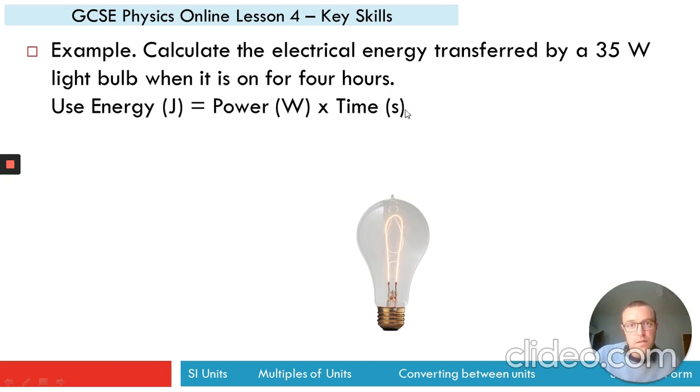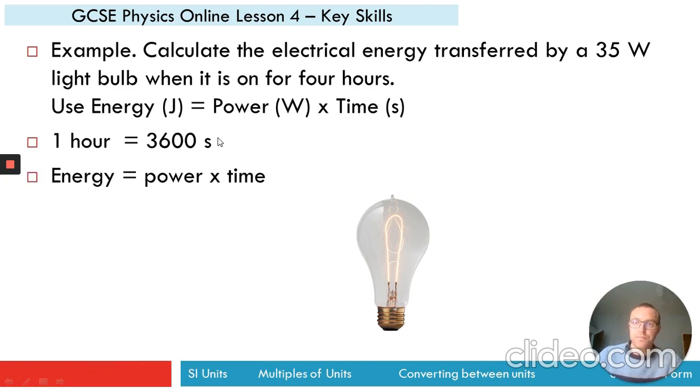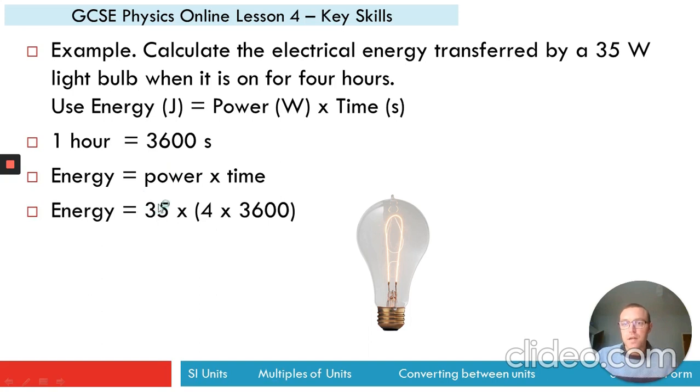But notice time needs to be in seconds, and they've given it to us in hours. So 1 hour is 3,600 seconds, as we saw. Write out our equation. Energy equals power times time. Energy equals 35, that's 35 watts, multiplied by 4 hours, but we need it in seconds, so we times it by 3,600. 4 times 3,600.